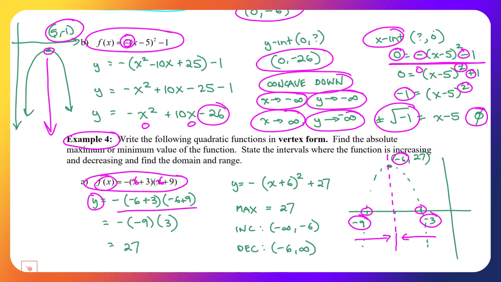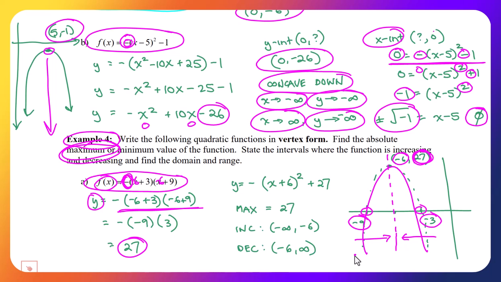Plug it in, be careful of your algebra, and you get, let's see, is this right? Positive 3 and positive 9. Yep, that's positive 27. So the question is, find the, in this case, maximum value. Because the a value is negative, it goes down. So the maximum value is 27.